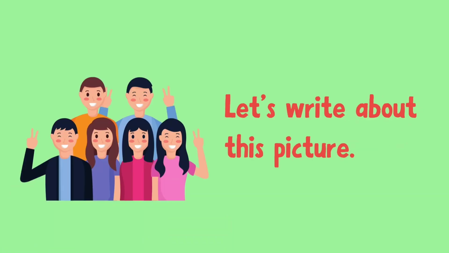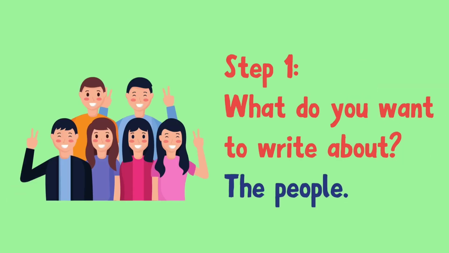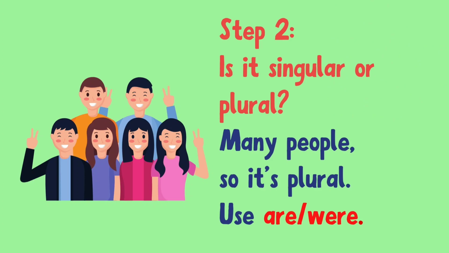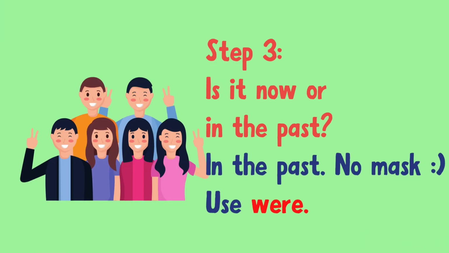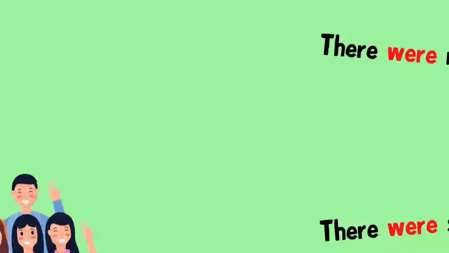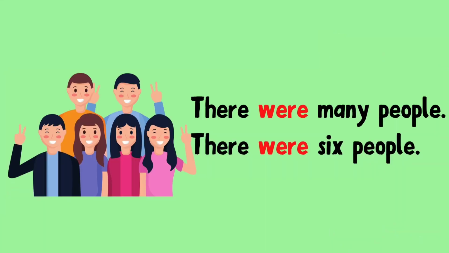Now, let's write about this picture. Step 1. What do you want to write about? The people. Okay, you want to write about the people. Ask yourself, look at the picture, singular or plural? Many people, so it's plural. So we use are or were. And then, is it now or in the past? You see, it's in the past. No one is wearing a mask. So we use were. So you say, there were many people. There were 6 people.